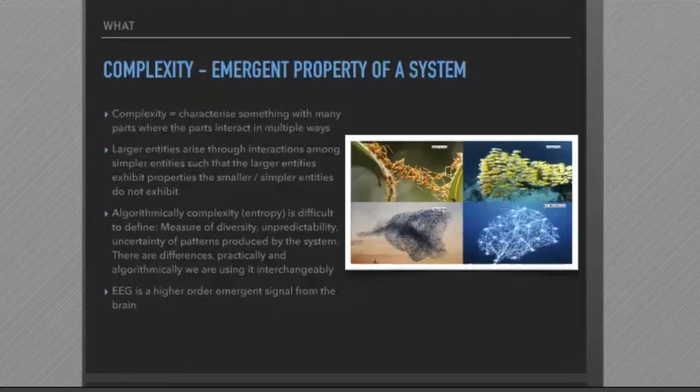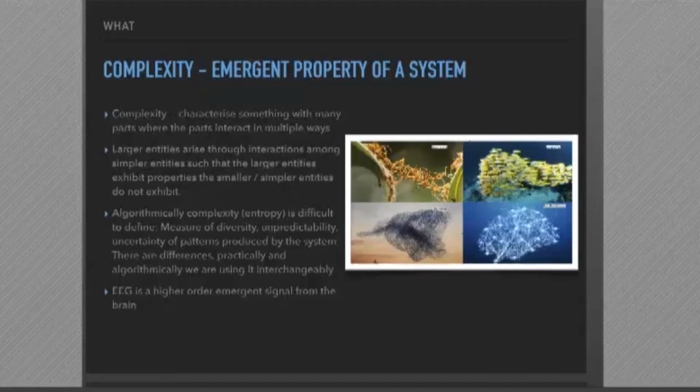However, when it comes to algorithmically or practically defining this, complexity can be thought of, although it's different in certain ways, as equivalent to entropy. And today I'll be interchangeably using these two terms. And entropy and complexity are essentially measures of diversity, unpredictability, or uncertainty in patterns produced by the system.